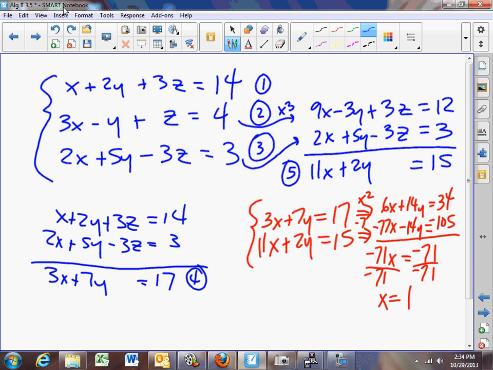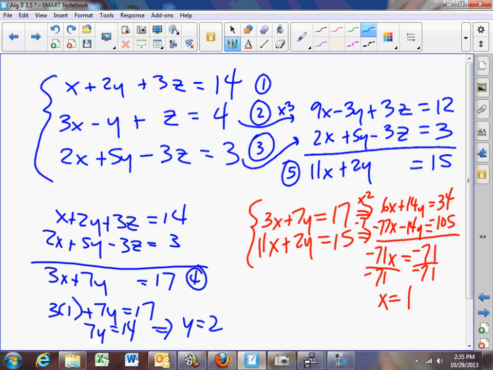So let's do this. Let's put 1 in equation 4 for x. I get 3 times 1 plus 7y equals 17. Subtracting 3 from both sides, I get 7y equals 14, which gives me y equals 2. That was nice.